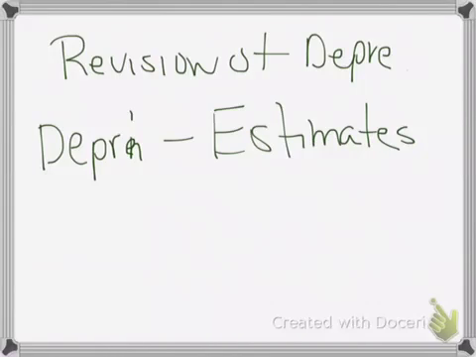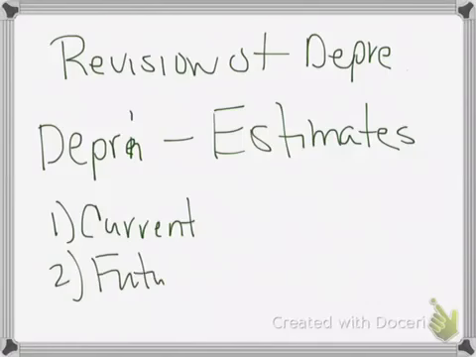So if we find that our estimate was wrong, then we will have to actually revise our depreciation. And when we revise depreciation, we revise it for the current year and then any future years or any future periods is what we would be revising it for. So that's what we look at when we look at the revision of depreciation.